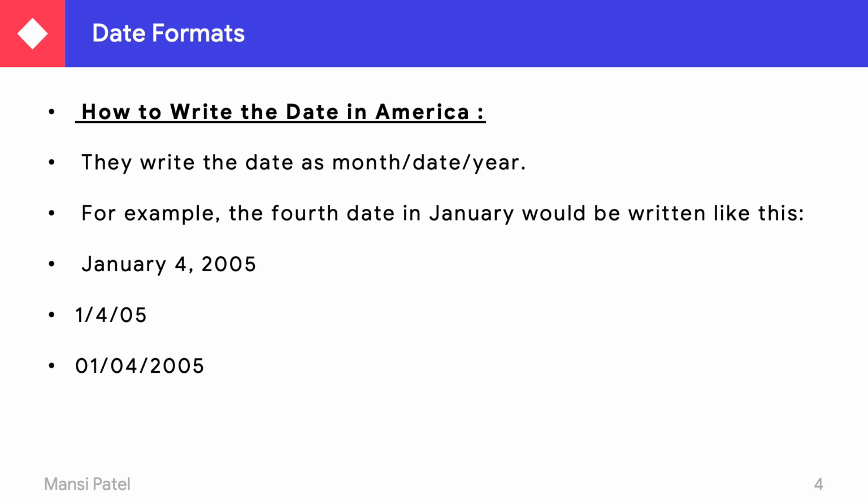Or if they want to write down the month, year and date in 2 digits, then they write it like this: 01, 04 and 2005. Like this they write down the dates.